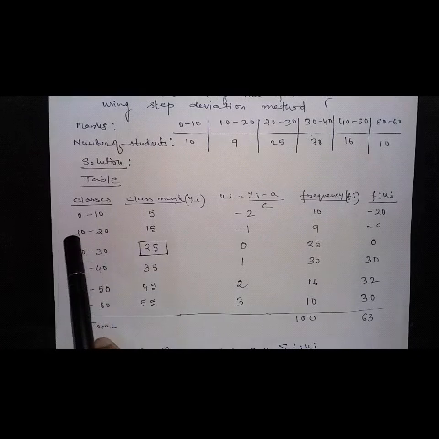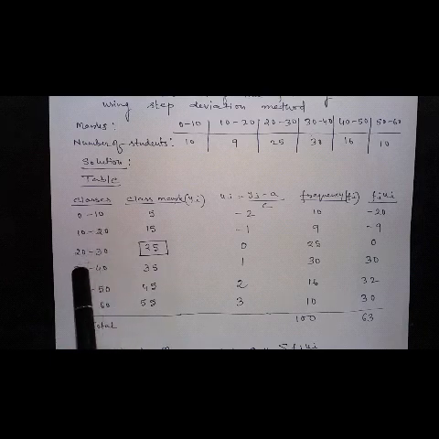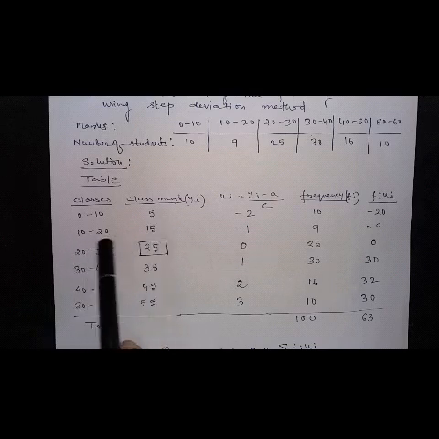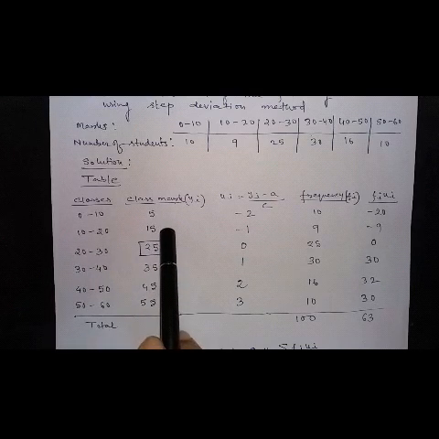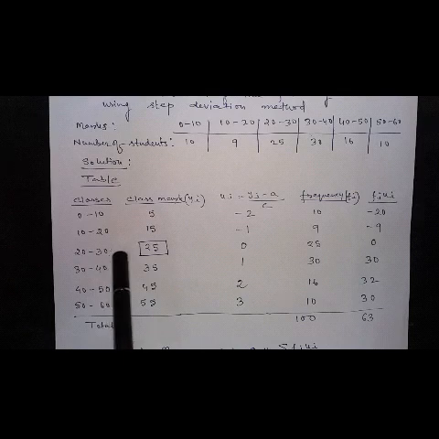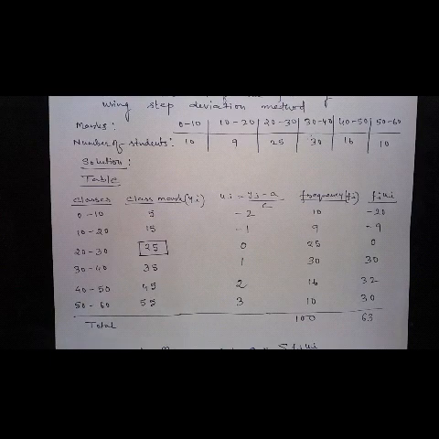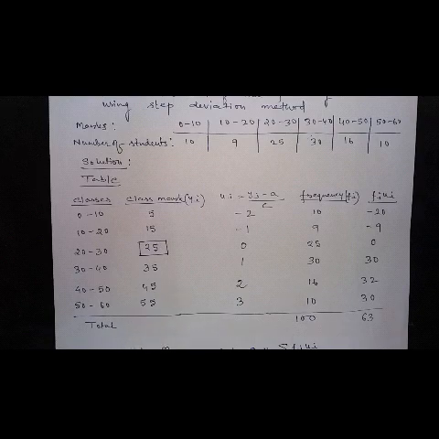Classes are given here: 0 to 10, 10 to 20, 20 to 30, 30 to 40, 40 to 50 and 50 to 60. So class mark: 0 plus 10 is 10, divided by 2, 5. 10 plus 20, 30 divided by 2, 15. 20 plus 30, 50 divided by 2, 25. 30 plus 40, 70 divided by 2, 35. 40 plus 50 is 90 divided by 2, 45. And 50 plus 60, 110 divided by 2, 55. So these are the class marks.